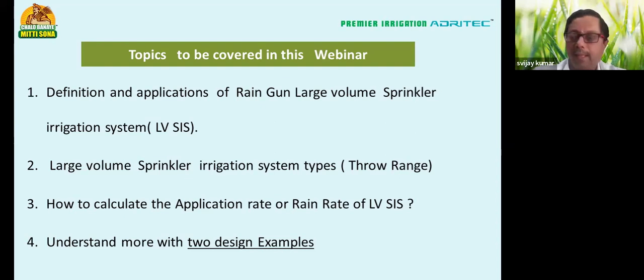So, when the rain gun, like I have a rain gun over here, throws water in a circular fashion, it will be throwing water in the form of a circle. So how much water will be applied in an hour? That is called the application rate. And to understand this in more detail, we will look at it with the help of two examples for two crops, namely maize and sugarcane.